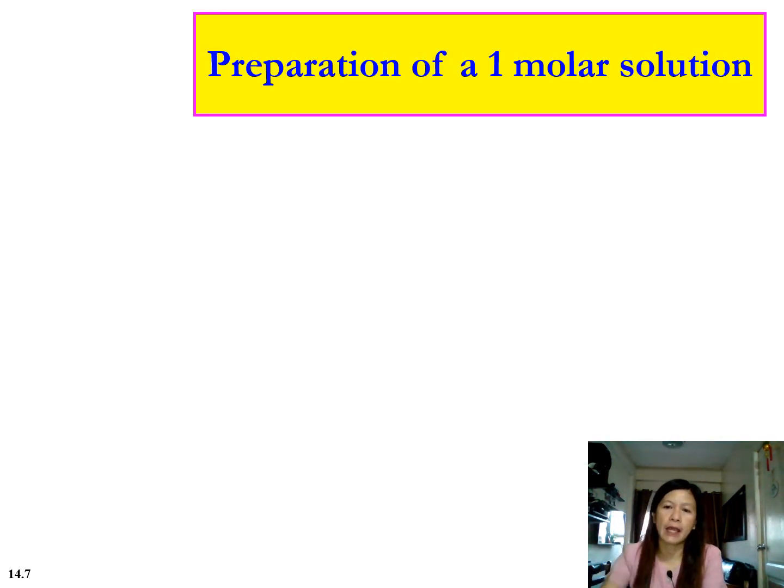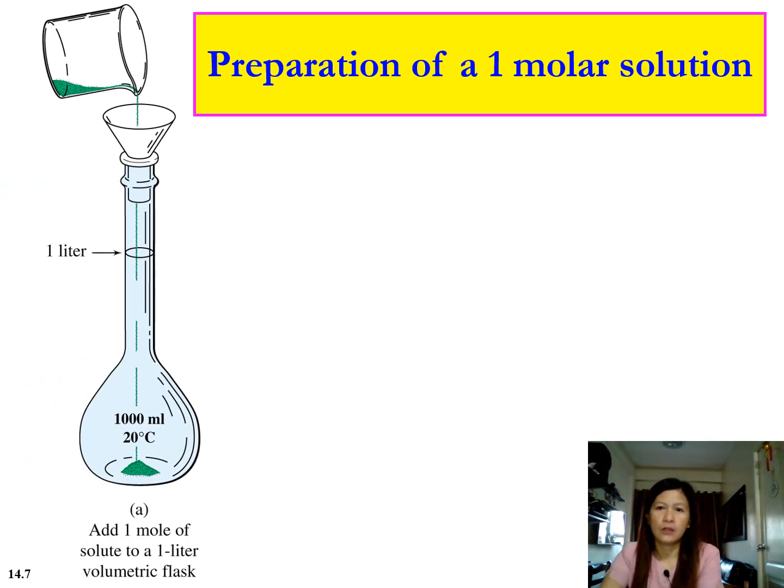Let's prepare a solution of 1 molar concentration. In preparing a solution with 1 molar concentration, you first measure 1 mole of a solute. As we know, 1 molar means 1 mole of solute dissolved in 1 liter of solution. So you add 1 mole of the solute in the container, which can be filled with 1 liter, so you can prepare 1 liter of solution.